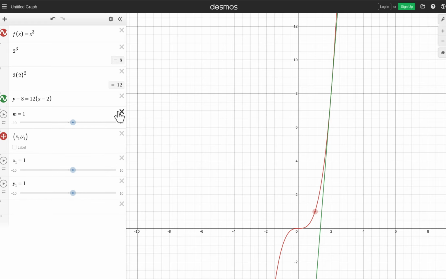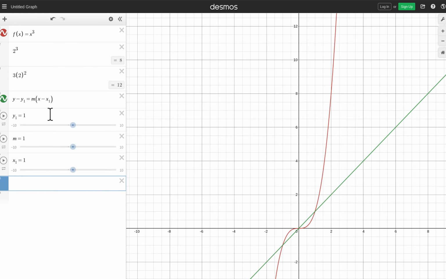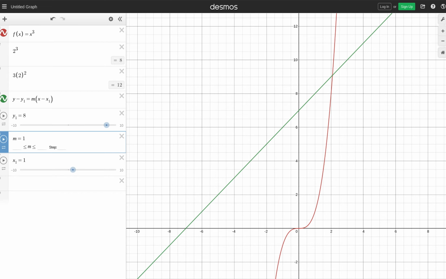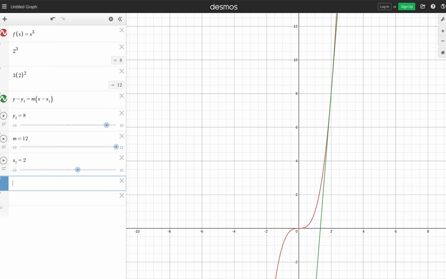So what we did here is that we just plugged in each of those values. So this is our y1, this is our m, this is our x1. And we can just plug in 8, 12, 2. What we can do as well, because we're on Desmos, is plot this as a point, and we have a drag and drop, drag around.